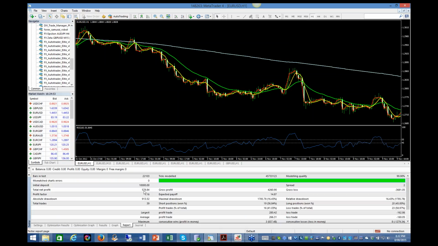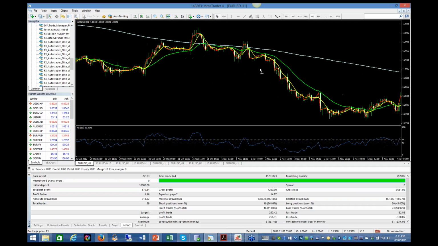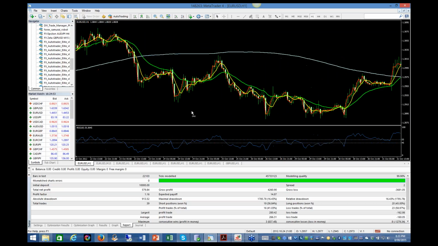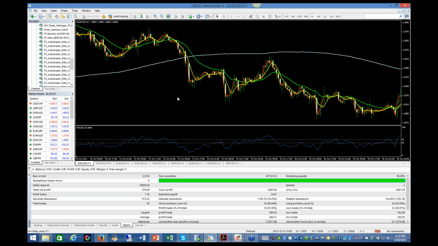So 580 with a profit factor of now 1.16. The drawdown 16%, and we've got about 36 to 45% positions won. So we have improved the positions won by having a longer term moving average acting as a guide to making sure that we only trade in the direction of the longer term trend.